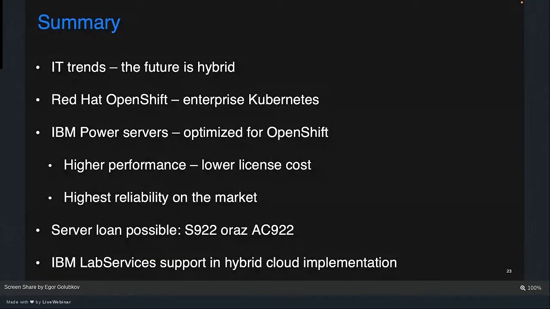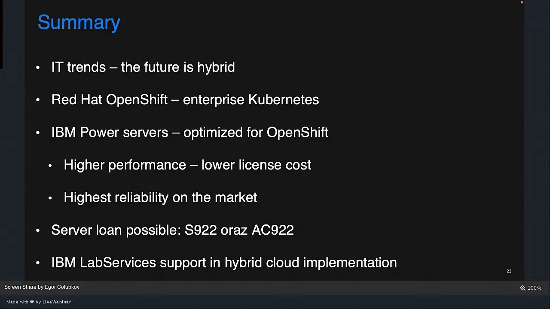And at the end, I would like to summarize my presentation. So at the beginning, we talked about the IT trends, that the market is moving towards hybrid cloud. So cloud native applications will be more and more popular. Containerization is also getting more attention. Then we talked about Red Hat OpenShift. It is based on Docker, it is based on Kubernetes. So it's like an open hybrid cloud platform.